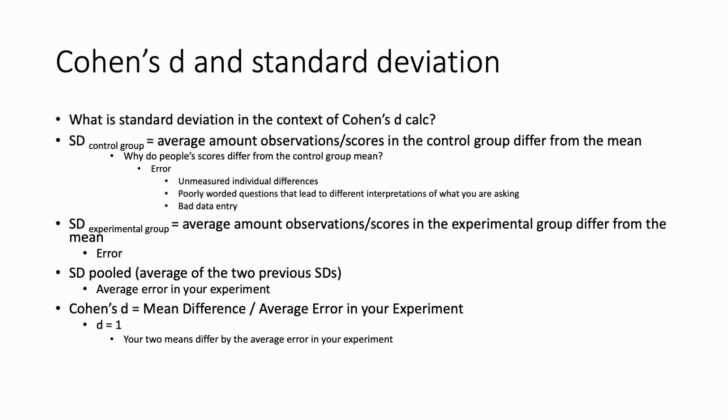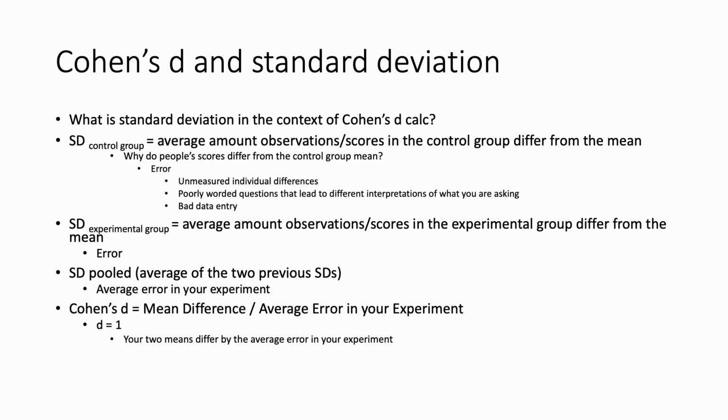Now, we do have to think about Cohen's d in the context of the standard deviation, because you've got two standard deviations. It's a little complicated, okay? So what is the standard deviation in the context of the Cohen's d calculation? Earlier it was the mean difference divided by the pooled standard deviation, which I said is essentially the average of the standard deviations in your two groups.